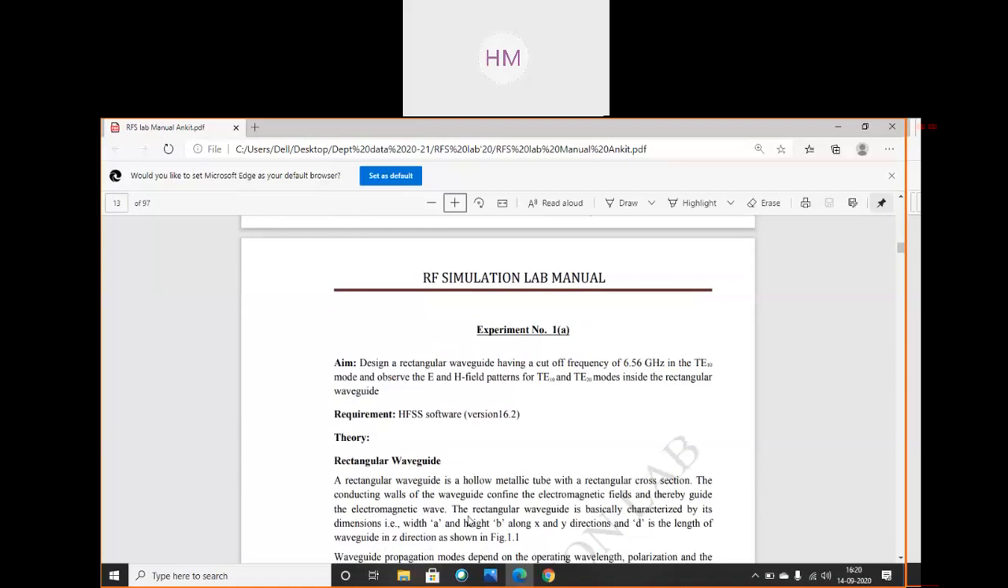Now we will start with the first experiment. Design a rectangular waveguide having a cutoff frequency of 6.56 gigahertz in the TE10 mode and observe the E and H field parameters for TE10 and TE20 modes inside the rectangular waveguide. See, we can draw WR90 waveguide. You can only do it for TE10 mode. That will be sufficient.